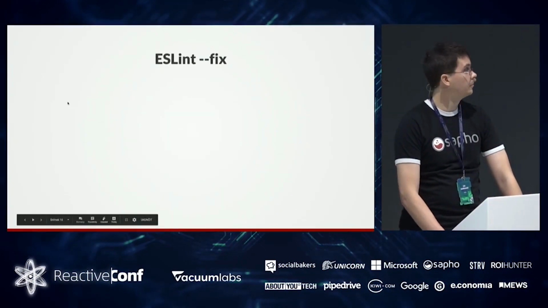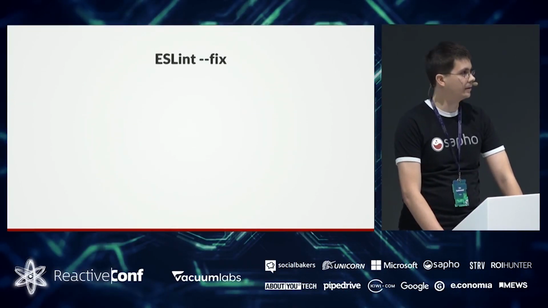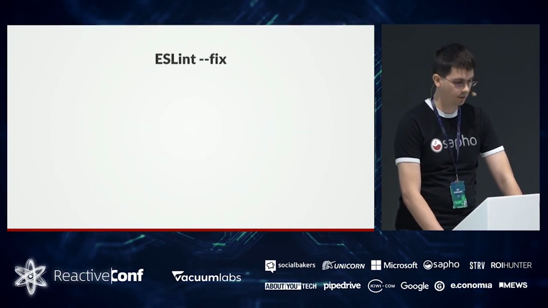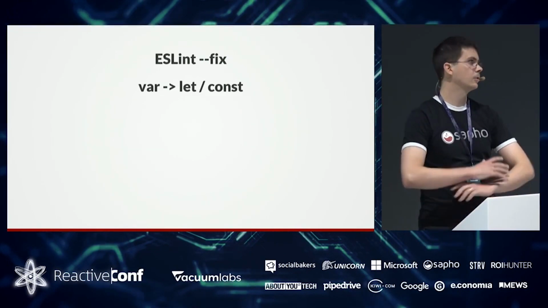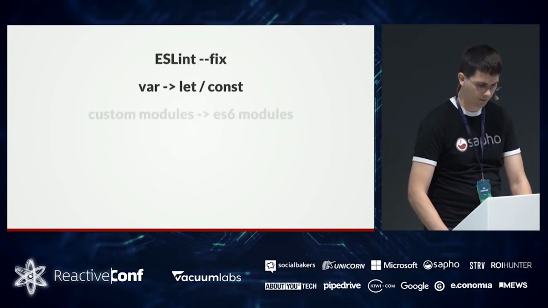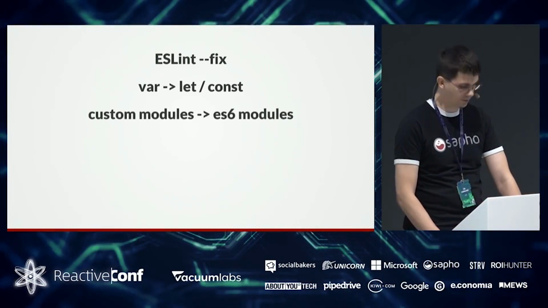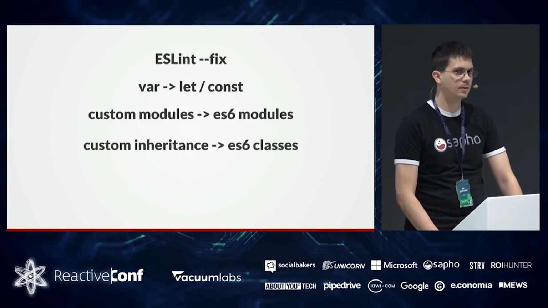The one I showed you was a replacement for eslint fix, which comes quite handy. There are other things that people use this for, like converting var to let and const across the whole code base, not a single file, right? The whole code base. Converting custom IIFE modules to ES6 modules. Converting custom inheritance into ES6 classes.